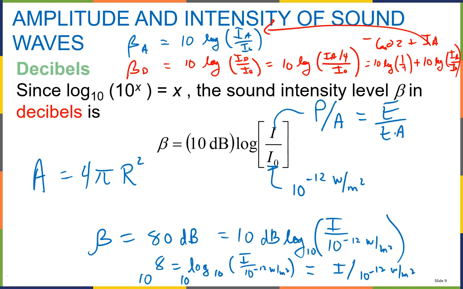Finally, rules of thumb. If something is twice the intensity, then using the same rule, the intensity level increases by 10 log of 2. 10 log of 2 is 3.0 something. And so if your intensity level goes up by 3 decibels, it's twice the intensity. And of course, if it goes up by 6 decibels, then it's 4 times the intensity.